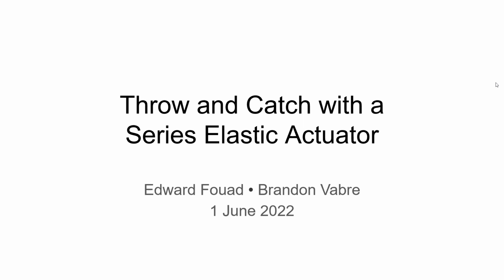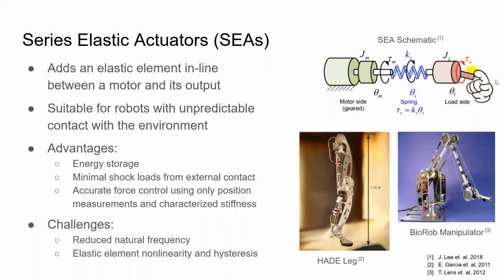We investigate optimal control of a series elastic actuator through a throw and catch task. A series elastic actuator consists of a linear or rotary motor configured with a spring between its output and the load. They are frequently employed in applications with unpredictable contact with the environment, such as legged locomotion and human-robot interaction. Series elasticity is particularly suitable for these tasks. However, the challenges introduced by reduced stiffness must be accounted for by an effective controller.